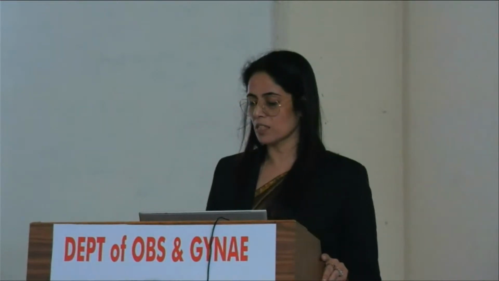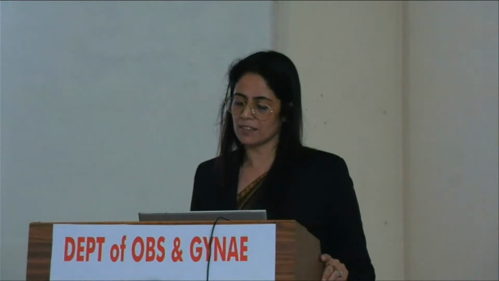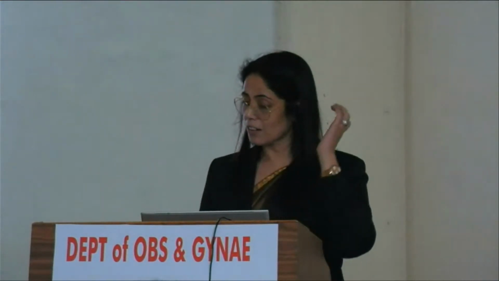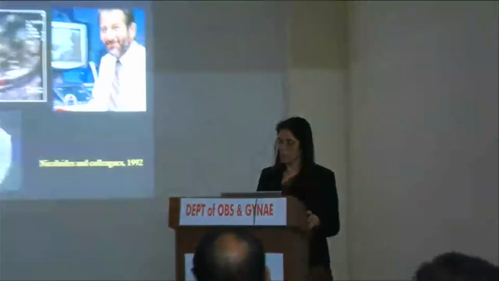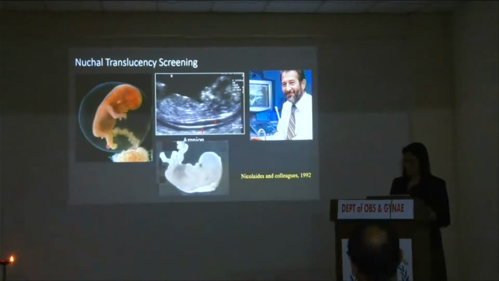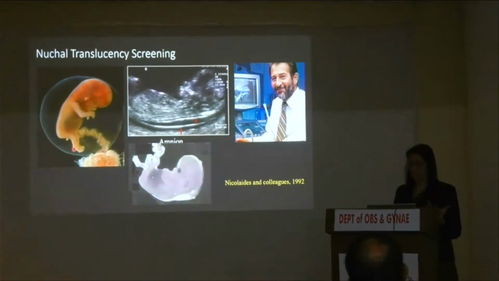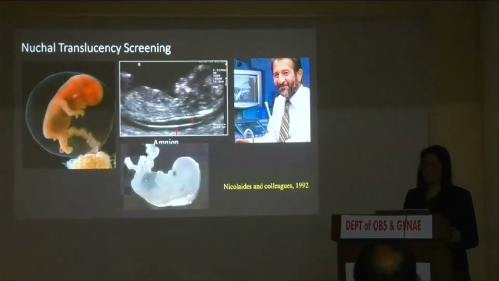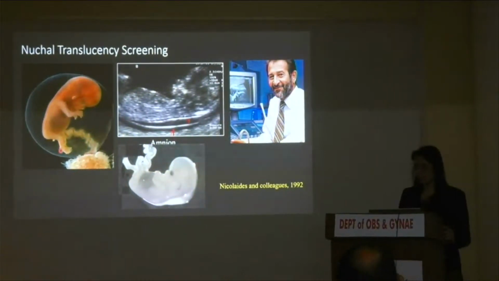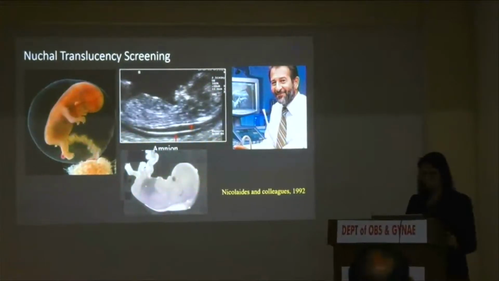Okay, so first, nuchal translucency screening was introduced in the early 1990s when Nicolaides and his co-workers in London discovered that increased fluid in the nape of the neck in fetuses was associated with a high incidence of aneuploidies like Down syndrome. They made it a validated screening program, and hence nuchal translucency screening for Down syndrome became popular the world over, and it is still so now.